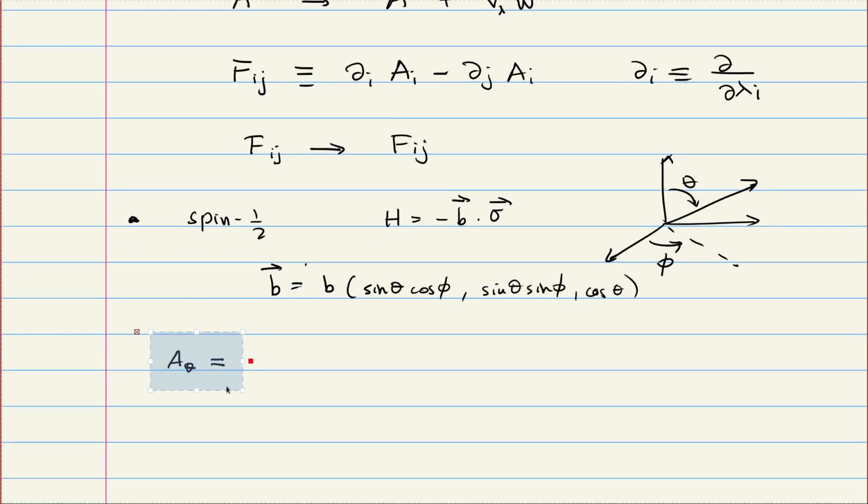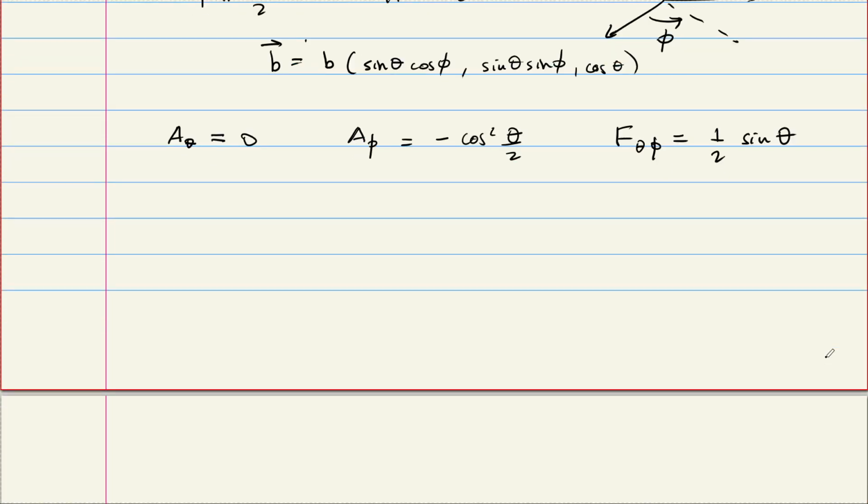We found A theta, which was 0, and we found A phi, which was minus cosine squared theta over 2. And F_ij, because there is only theta and phi, and F_ij is anti-symmetric, there are only two components, and we call these components F theta phi, which was found to be 1/2 sine theta, right?